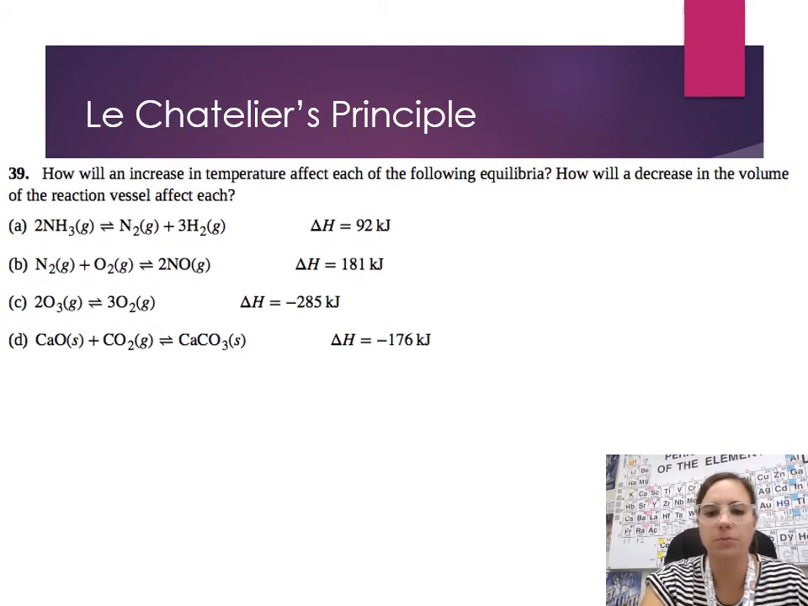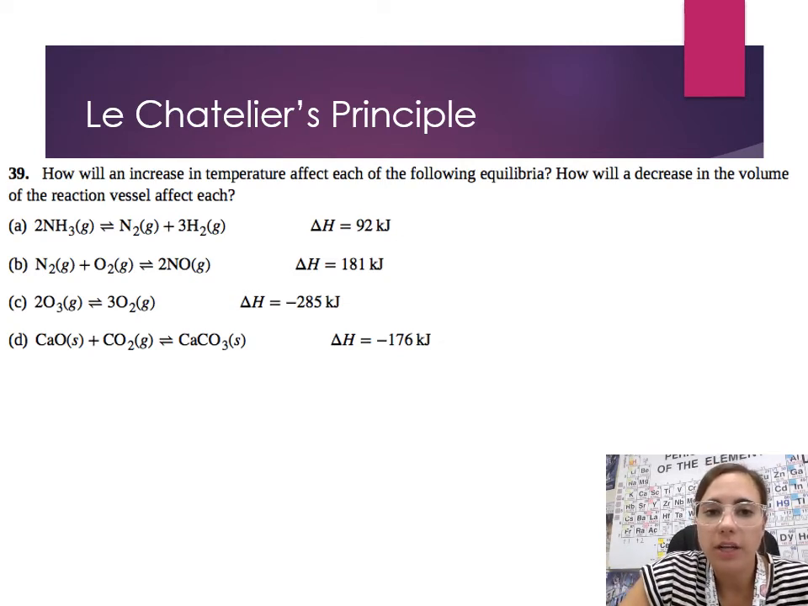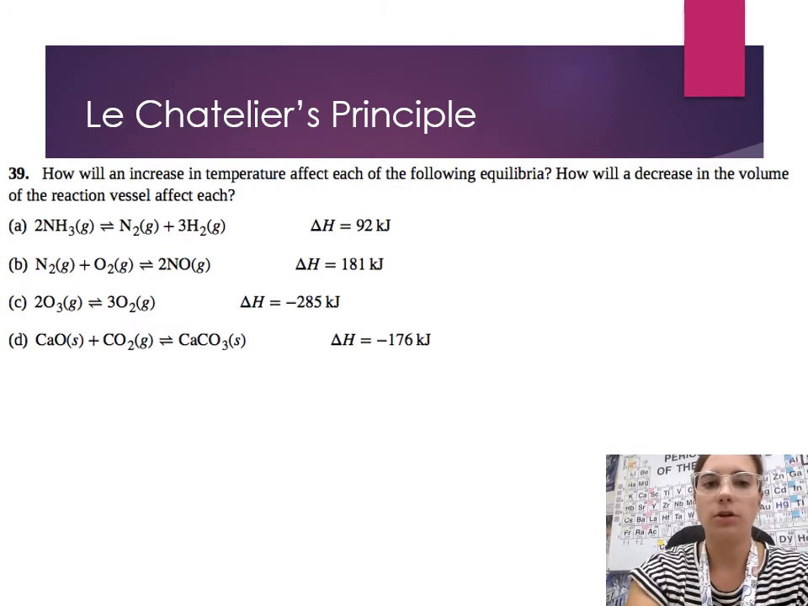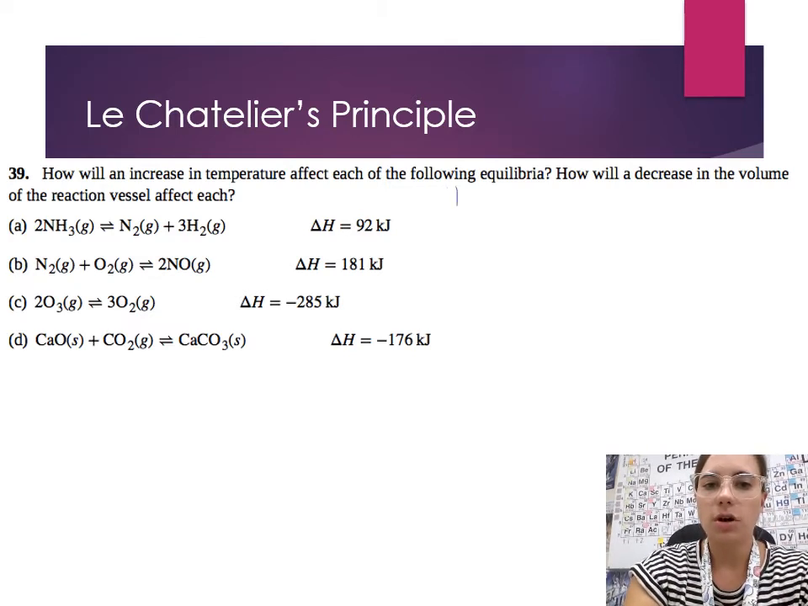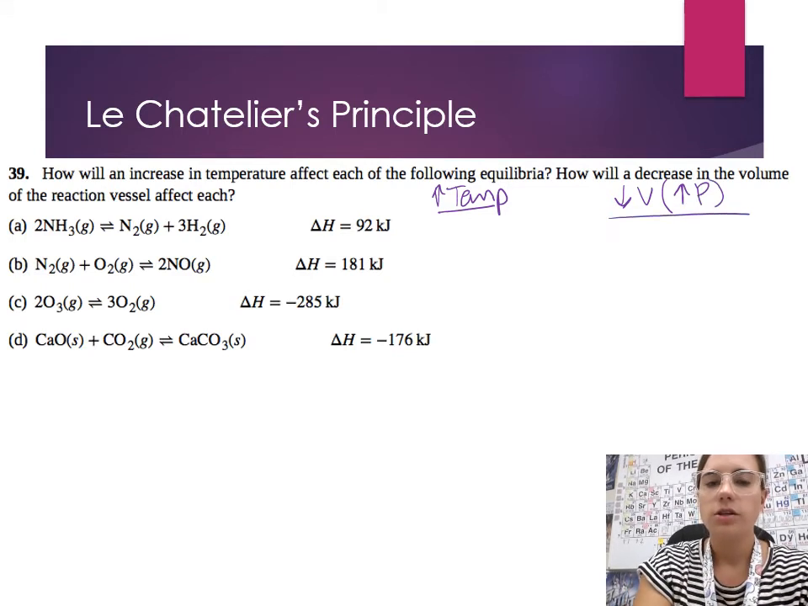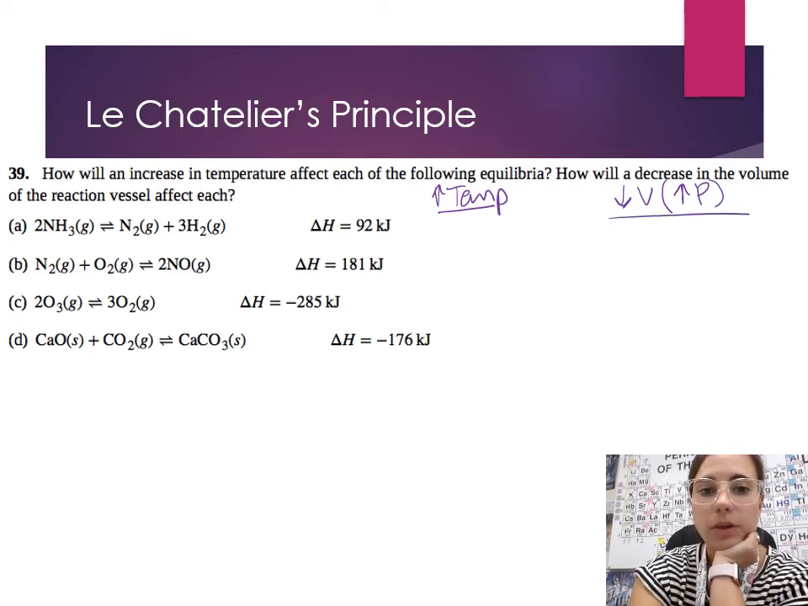All right, so let's do some practice. I would pause, do it yourself, and then resume. So how will the increase in temperature affect each of the following, and then how will a decrease in volume? So I'm just going to do 2 columns. I'm going to do increase in temperature, and I'll write how that's going to change it, and then a decrease in volume, which in turn is an increase in pressure. So let's start with an increase in temperature. For this first reaction, it's endothermic.